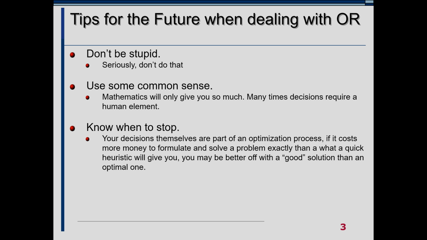Know when to stop. So look at yourself as part of an optimization problem where you're trying to minimize time or minimize cost expenditures. So your decisions themselves are part of an optimization process. If it costs more money to formulate and solve a problem exactly than what a quick heuristic will give you, you may be better off with a good solution than an optimal one. So your example of light placement is a perfect example. It may be the optimal place to place lights, but we just spent half a day trying to figure that out, and we could have already had the light fixtures up. So you're part of the process in and of itself.